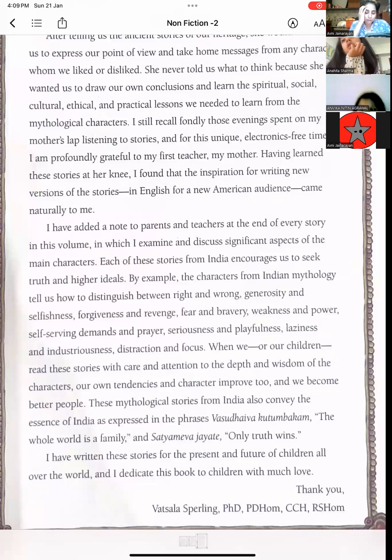These mythological stories from India also convey the essence of India as expressed in the phrase Vasudhaiva Kutumbakam, the whole world is our family, and Satyameva Jayate, which means only truth wins. I have written these stories for the present and future of the children all over the world, and I dedicate this book to children with much love. Thank you.